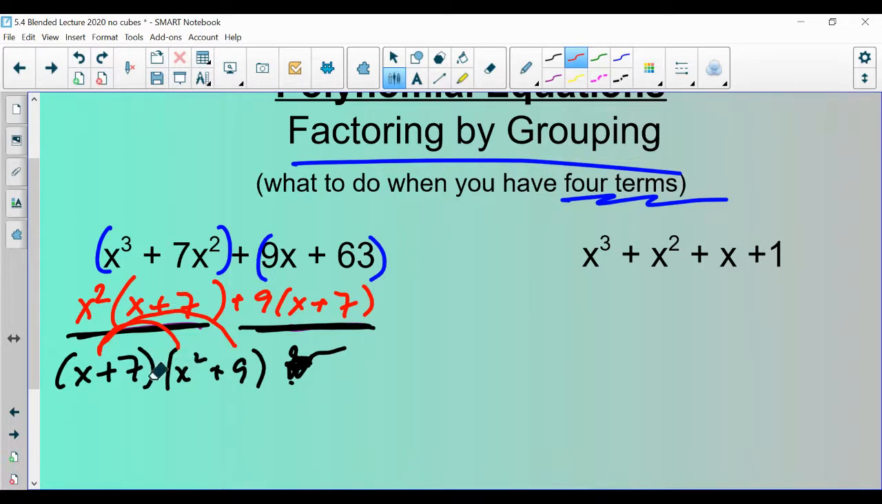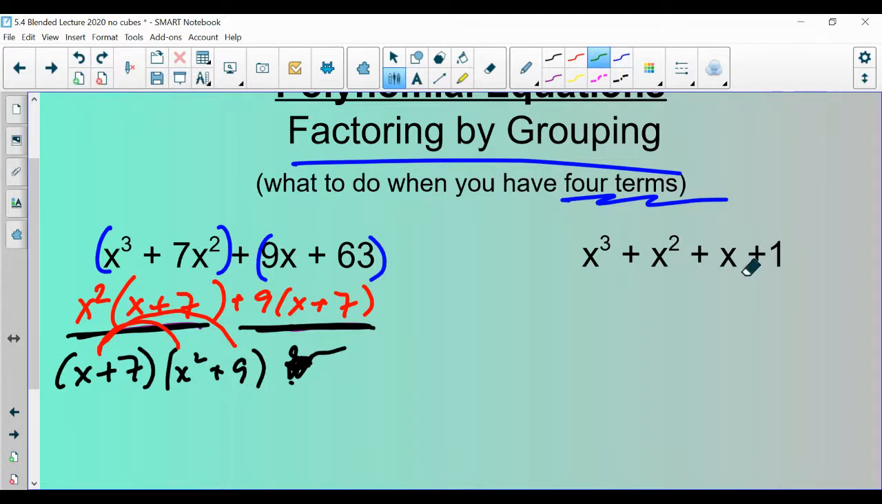I would try to factor stuff again. X plus 7 obviously cannot be factored, and x squared plus 9 can't be factored, even though they're both perfect squares. In order for you to be able to factor them again, it would have had to have been x squared minus 9, a perfect square subtract a perfect square.